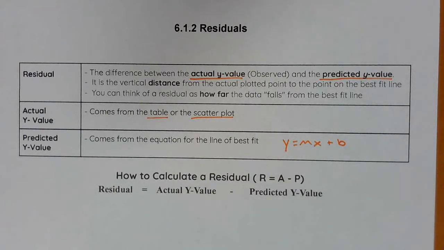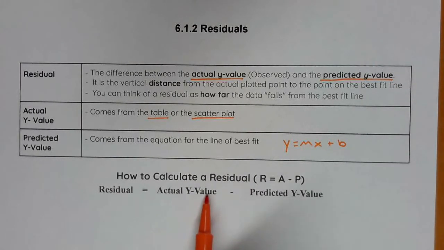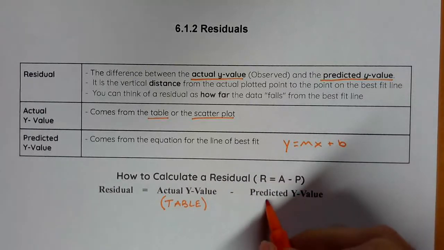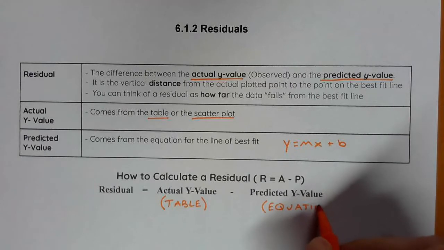How to calculate the residual. So to find the residual, as it stated, it's the difference between the actual y value and the predicted y value. So to find the residual, we're going to take the actual value of y and subtract the predicted value of y. So again, reminding ourselves that this value is coming from the table, and we're going to subtract from it the value we get from the equation.